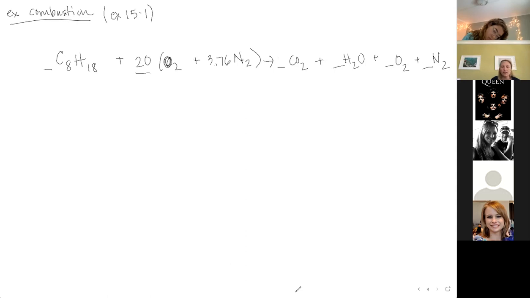Try to spend the next few minutes balancing this equation. Setting up the problem, we know that we're combusting this octane fuel with some air that has oxygen and nitrogen in it. We know that there's 20 kilomoles of this oxygen being provided, and some nitrogen is coming in. Just try to balance this equation.